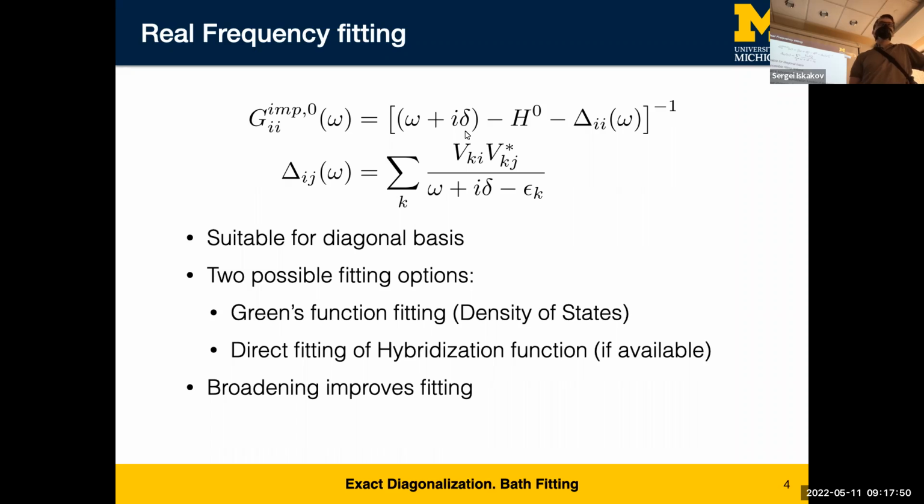The usual choice for this delta is pi over beta, because with pi over beta at omega equals 0, you have a connection to the Matsubara branch. That's what people usually do in the exact diagonalization business.